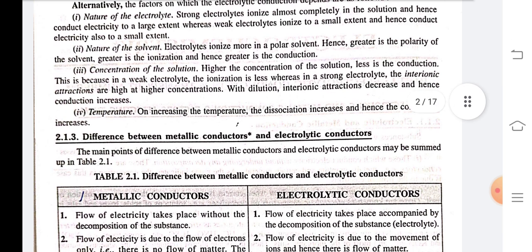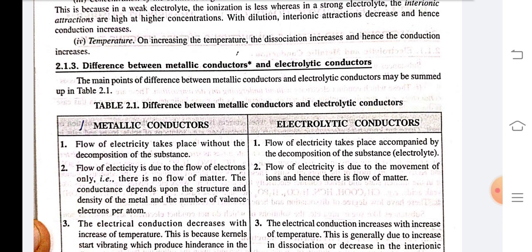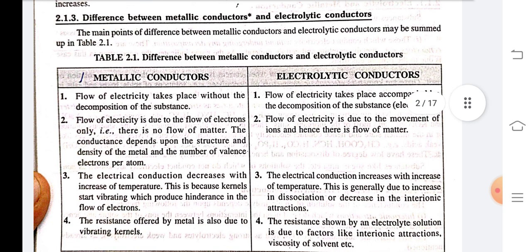Number 3, concentration of the solution. Higher the concentration of the solution, less is the conduction. This is because in a weak electrolyte, the ionization is less, whereas in a strong electrolyte, the interionic attractions are high at higher concentration. With dilution, interionic attractions decrease and hence conduction increases. Number 4, temperature. On increasing the temperature, the dissociation increases and hence the conduction increases.